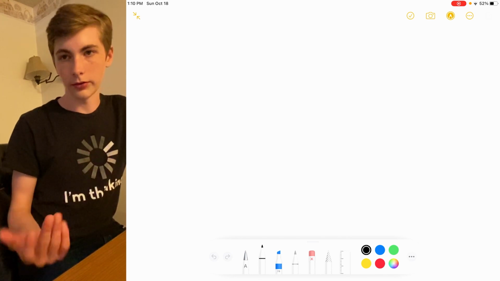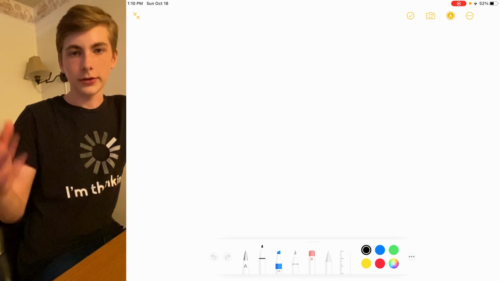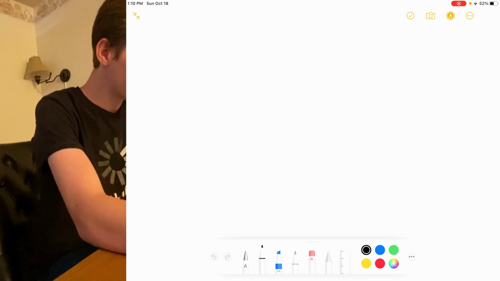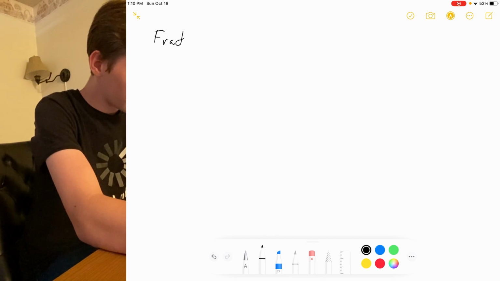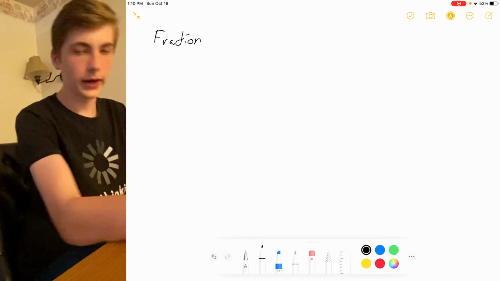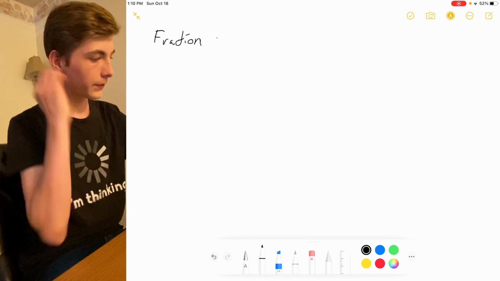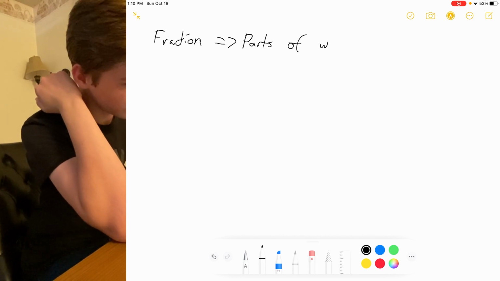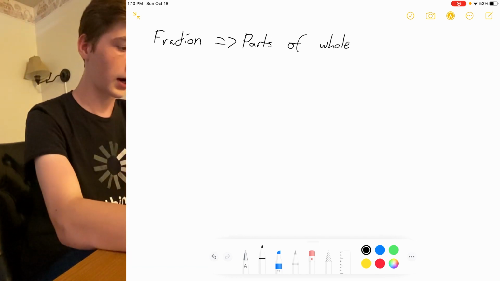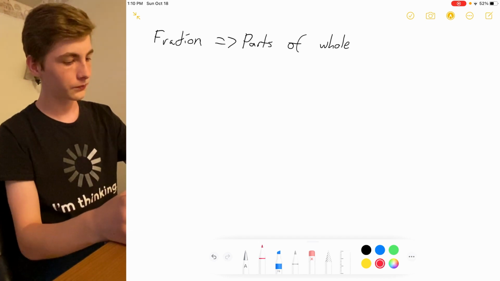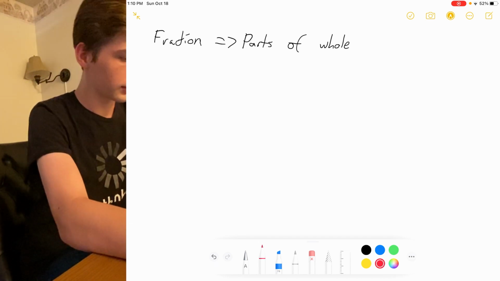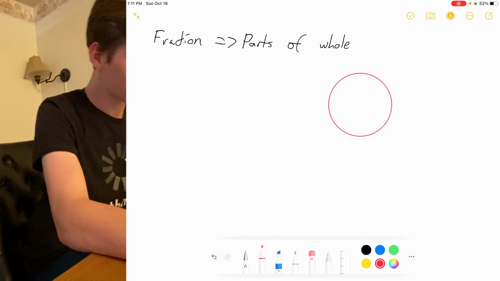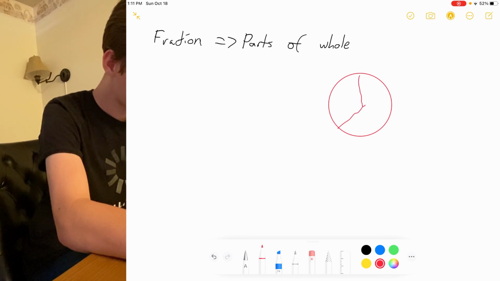The first thing that we're going to ask ourselves is, what is a fraction, right? A fraction is simply a way of writing parts of a whole. Okay? So a fraction is parts of a whole. And what that means is best described by a picture, I think. So if we have a circle, and we divide this circle into 3 equal parts, right?